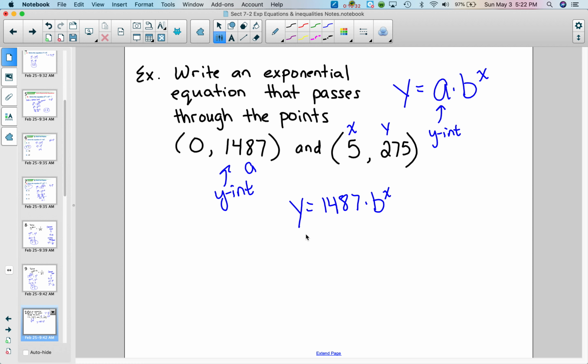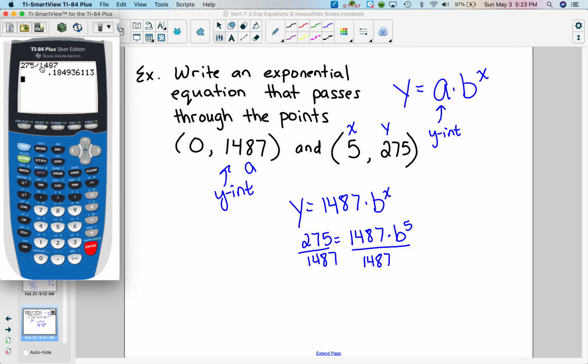So I'm going to plug in the 275 for the y. I have 1,487 times b to the 5th power. Oops, wait, back up. That was backwards. B to the 5th power, how's that? Okay, so we're plugging in the 5 for the x. So then we have to solve this. So I'm going to divide, I need to get the b by itself. So I'm going to divide by 1,487. Let me find my calculator.